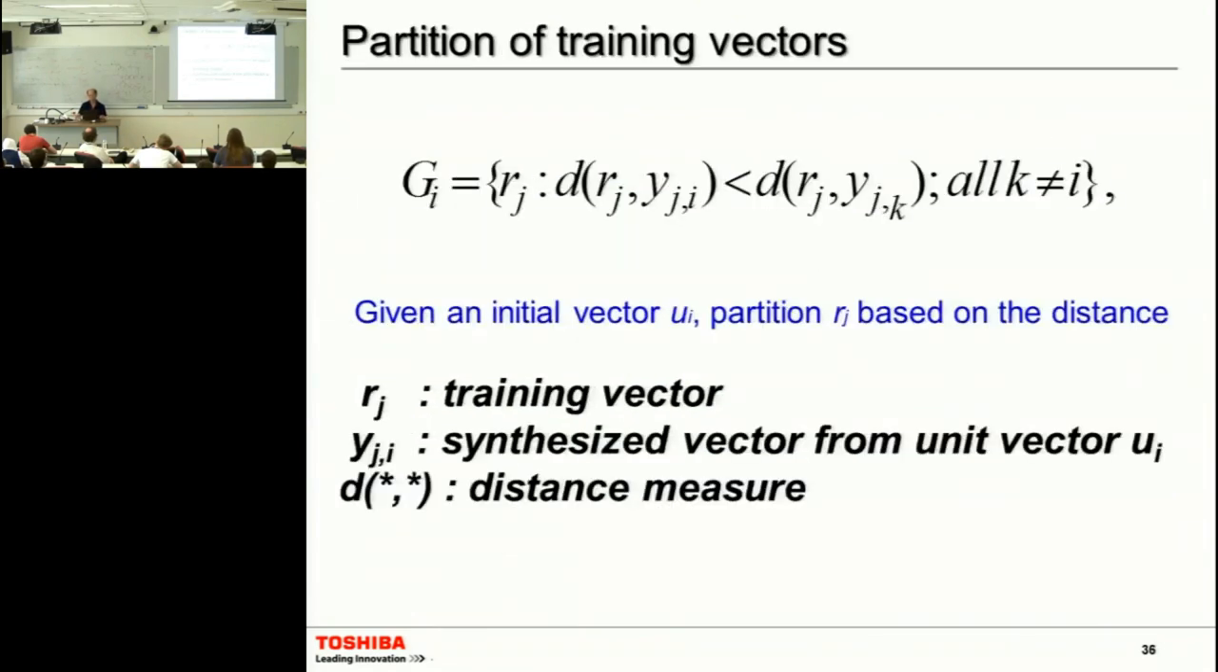Okay, so the partition of training vectors is done using these equations. This is a normal partitioning algorithm, but note that the partition is not based on the distance between the training vector and a centroid of the cluster. Instead, the partition is made based on the distance between the training vector and, in this case, the synthesized vector using the unit.